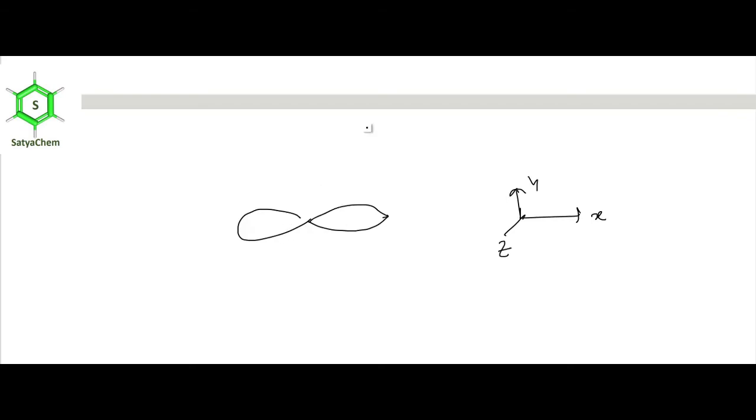And the unhybridized p orbitals, say this is 2py and this is 2pz. Each orbital contains one electron. This is one sp hybridized orbital, this is another sp hybridized orbital, and they are oriented at the maximum angular separation of 180 degrees. This angle is 180 degrees, and obviously the angle between 2py and 2pz is 90 degrees.